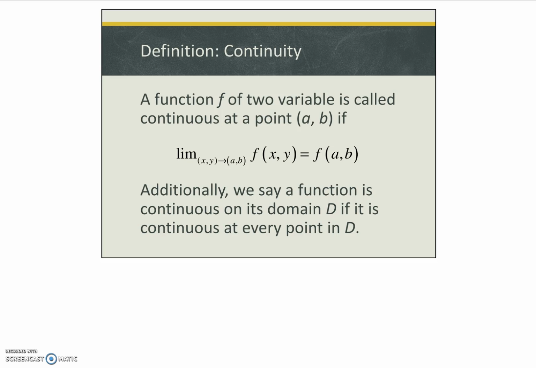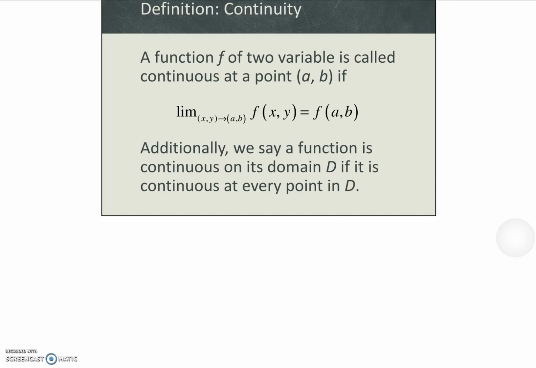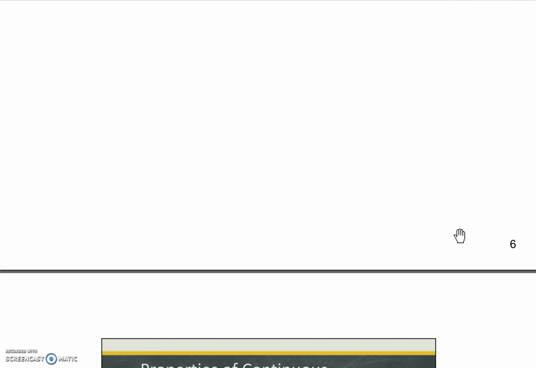So back in Calc 1, you probably saw the three-part definition for continuity. We're not going to necessarily worry about that in Calc 3. We're going to assume that we understand what continuous functions are and how they behave. Okay, so continuous functions are continuous on their domain. So, for example, the square root function is continuous on its domain. It's continuous for all positive values. So we're going to look at a couple of examples.